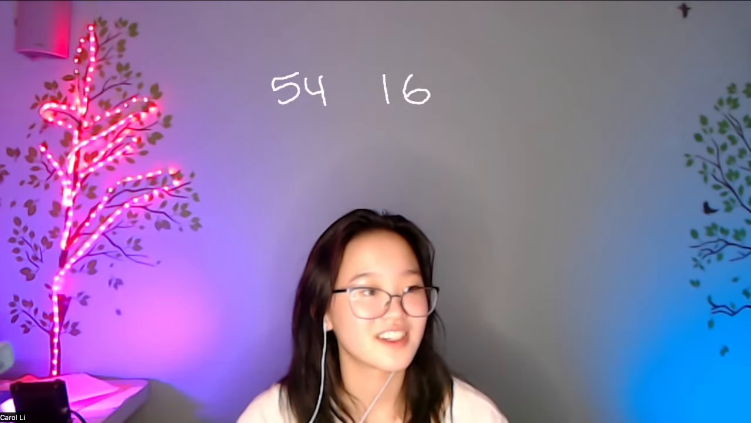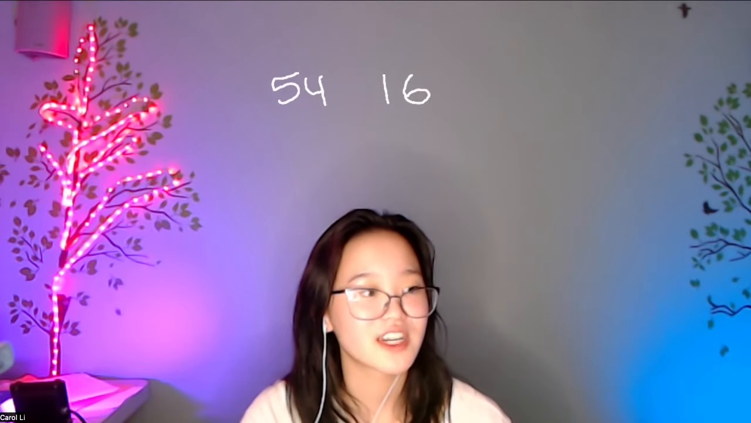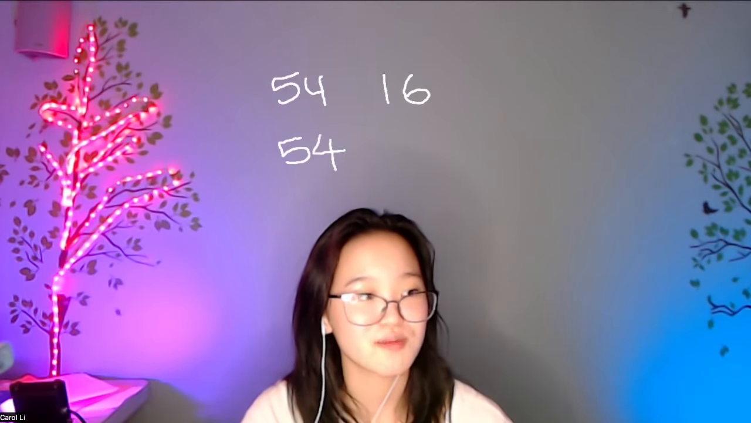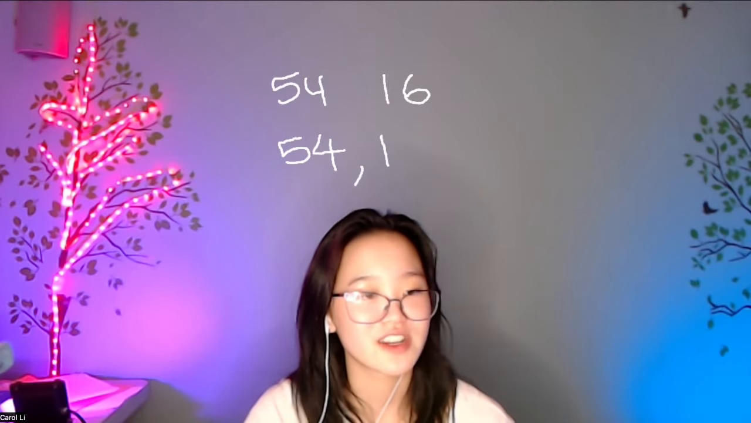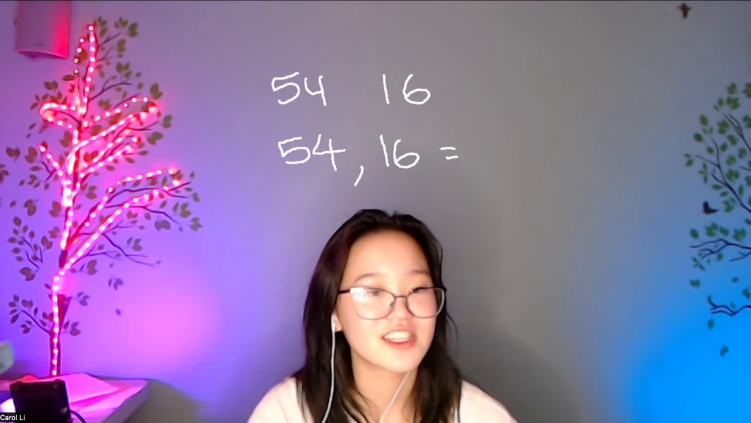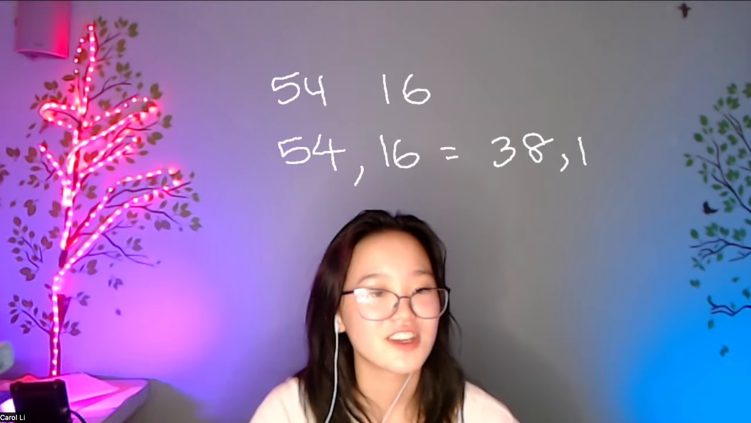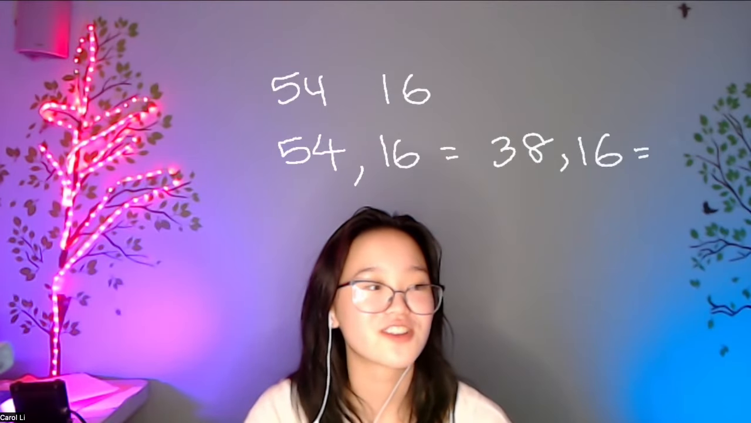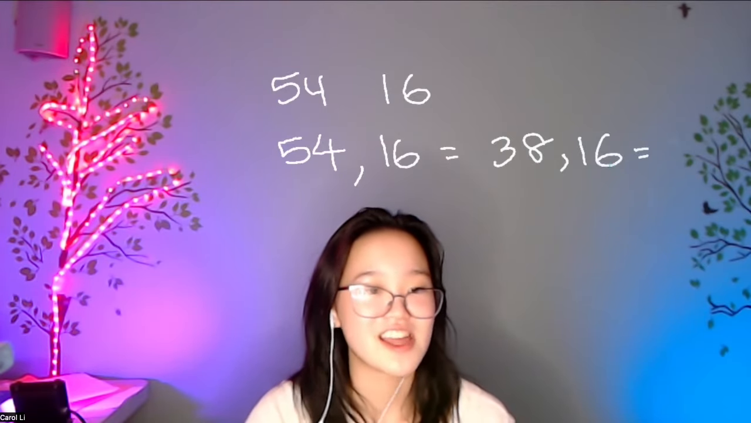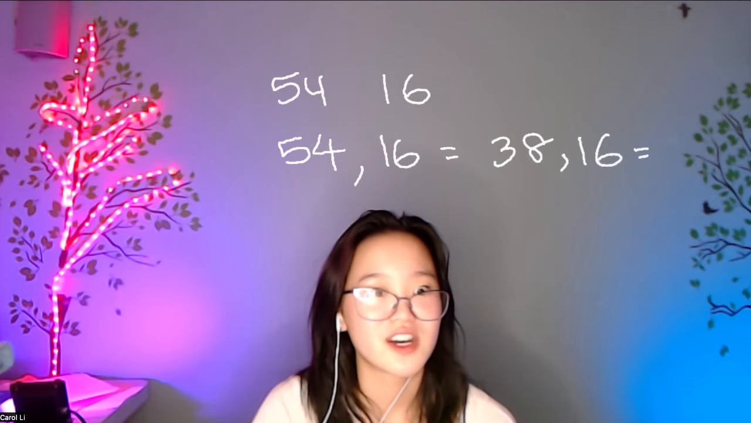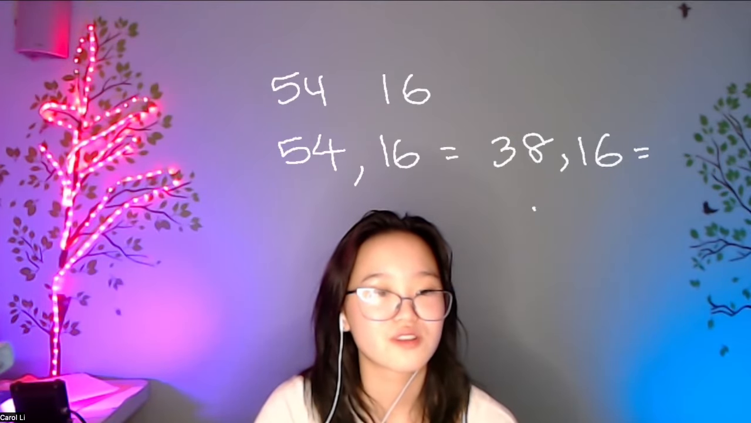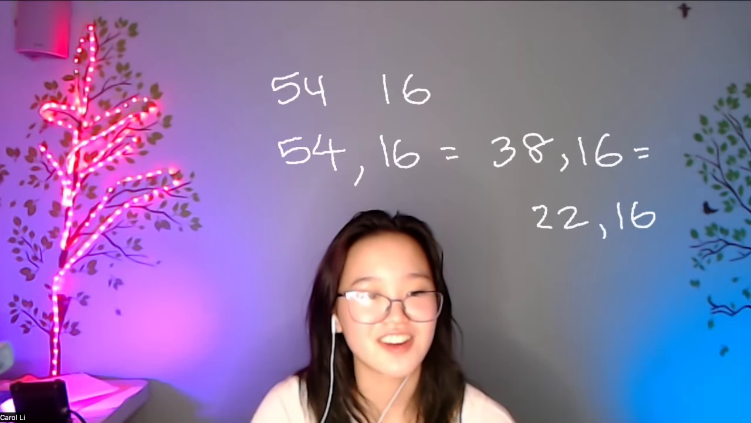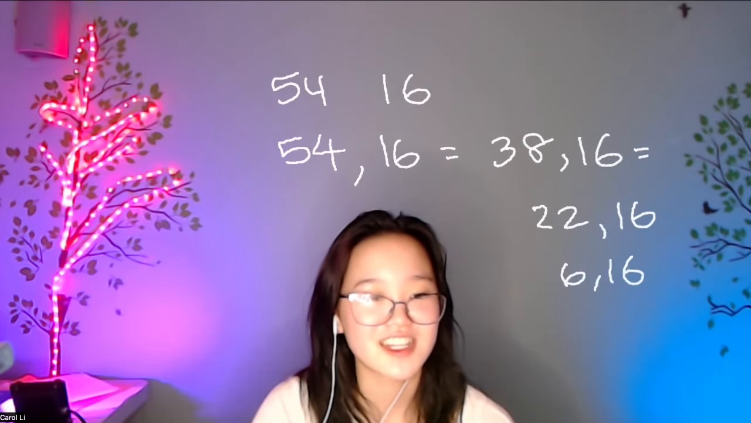Okay, so a lot of you found a shortcut for this. You would get 54 and 16, right? And then you get 38 and 16. This is all greatest common divisor. I just got lazy. And then that is equal to 22 and 16. And then you keep getting 6 and 16, and then 6 and 10.